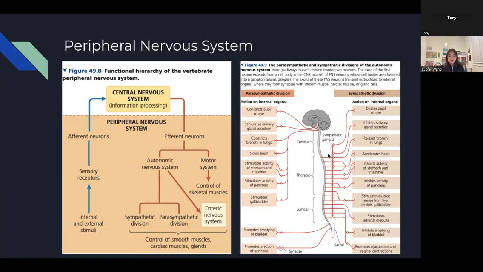And the sympathetic nerves will exit the spinal cord in the midsection, from the thoracic to the lumbar sections, while a lot of the parasympathetic nerves will exit from the cervical, up in the higher sections, and also the lower sections.